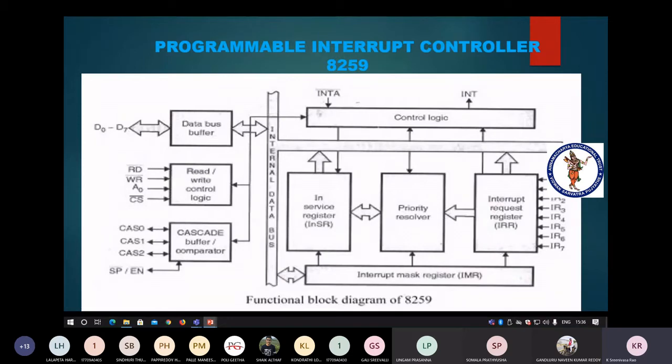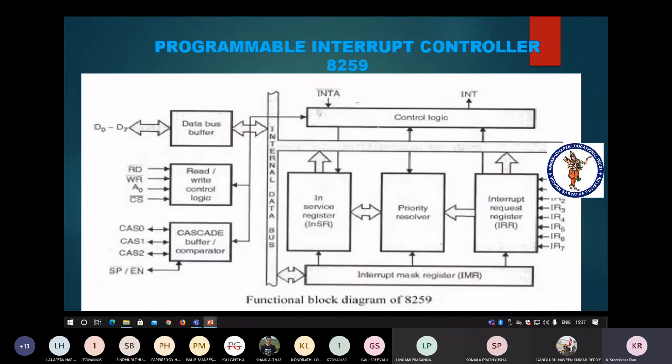So the 8086 processor has two interrupt request lines. One is INTR, another one is NMI. So there are two pins which are dedicated for interrupts. With the help of these two lines, we can accommodate two devices, and the processor is connected with these two interrupt sources.